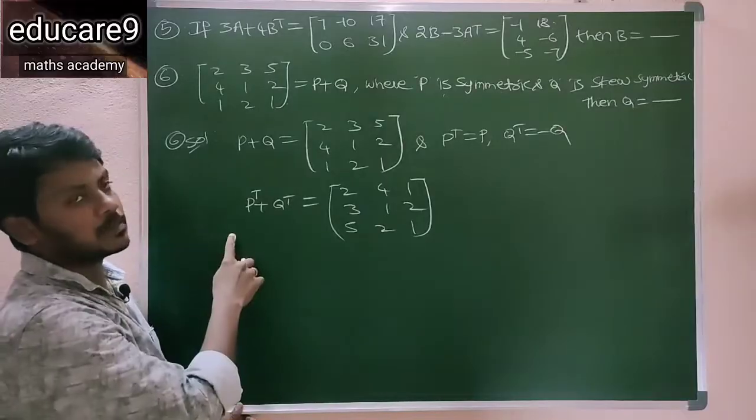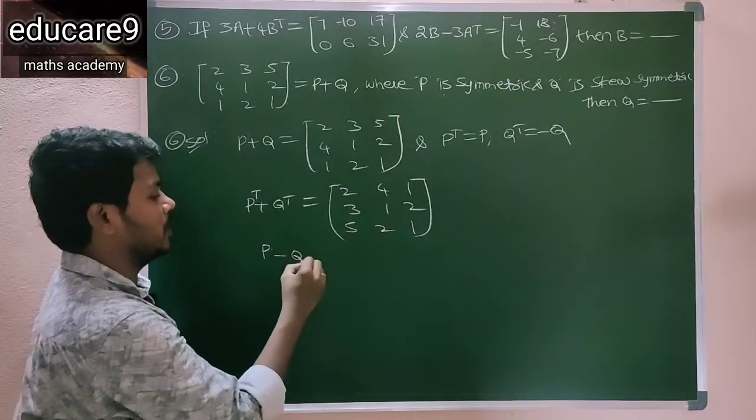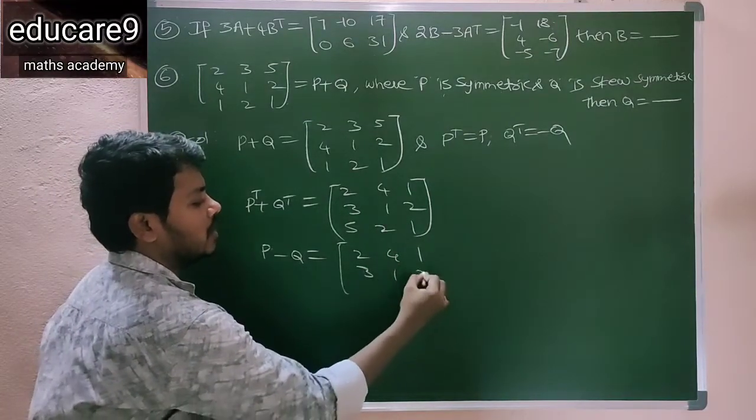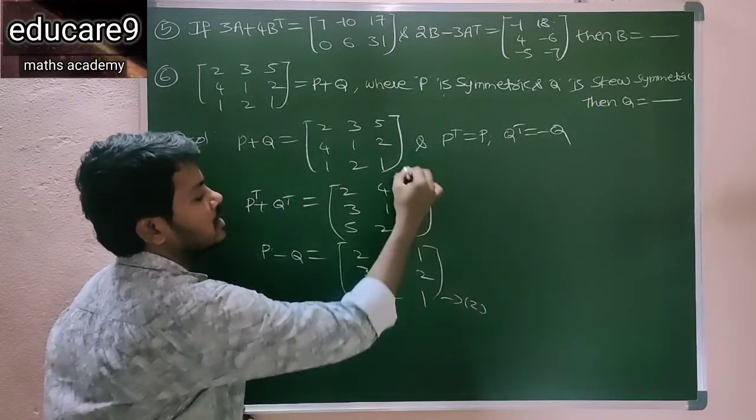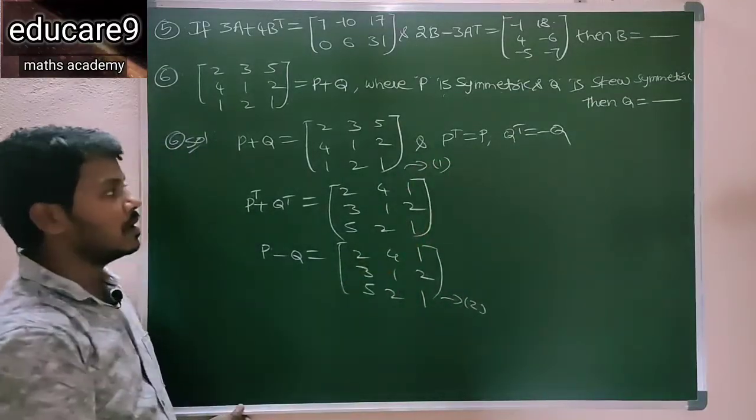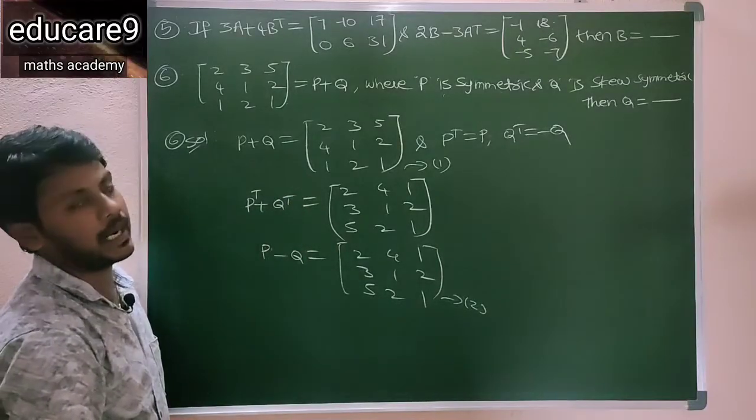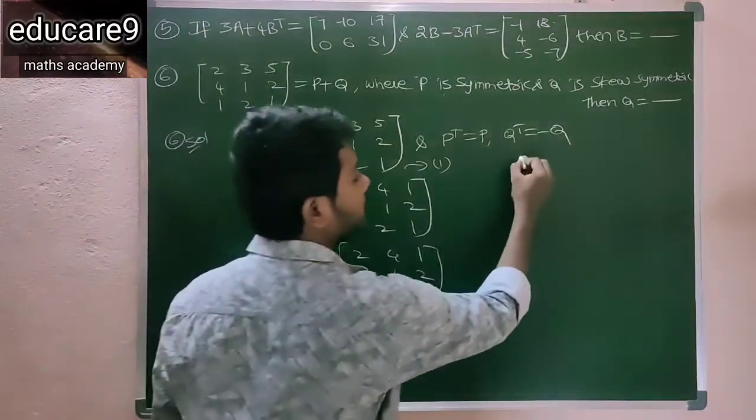So what is P transpose? P, and Q transpose is minus Q. So P minus Q is what? 2 4 1 3 1 2 5 2 1. This is equation 2, this is equation 1. Now using these two equations, you can find matrix Q. So clearly, subtract 1 and 2.